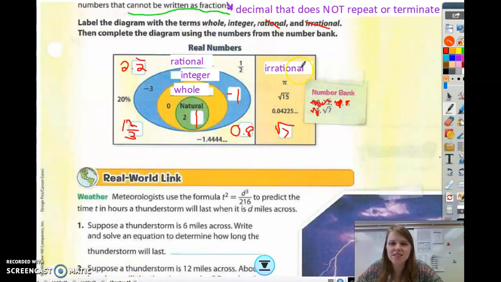I like to think of this as, do you ever have an irrational friend that just goes on and on and on, and they don't repeat and they don't stop? So you could think of irrational the same way. It goes on and on and it doesn't end, it does not repeat. Rational, there's an end, you can put them as fractions.